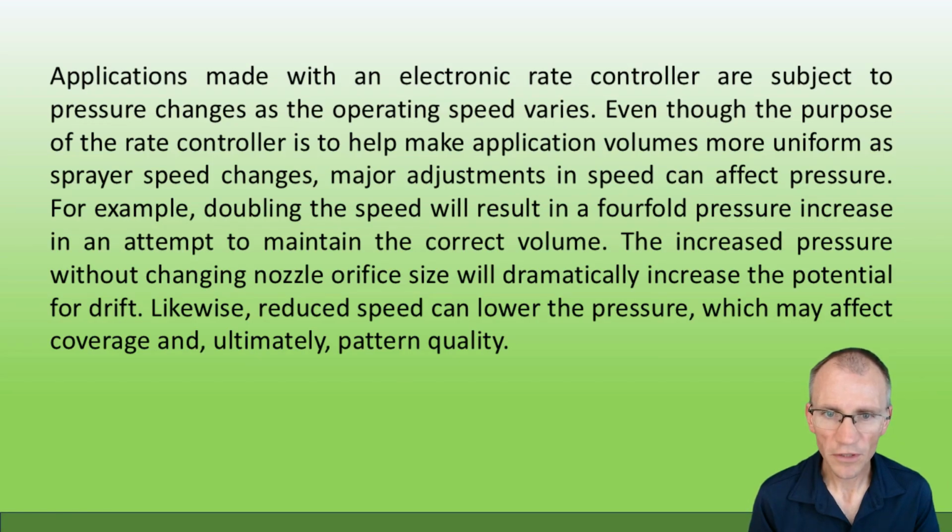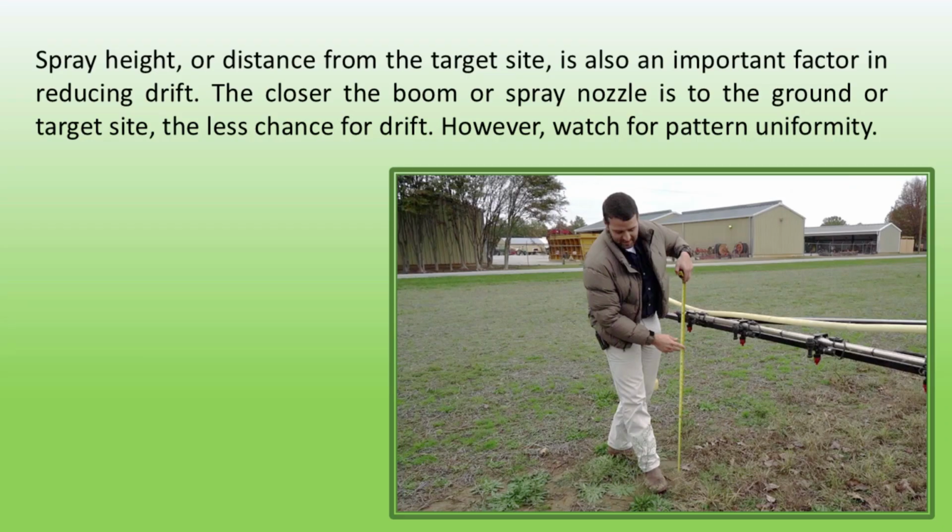For example, doubling the speed will result in a 4-fold pressure increase in an attempt to maintain the correct volume. The increased pressure without changing nozzle orifice size will dramatically increase the potential for drift. Likewise, reduced speed can lower the pressure, which may affect coverage and ultimately pattern quality. Spray height or distance from the target site is also an important factor in reducing drift.